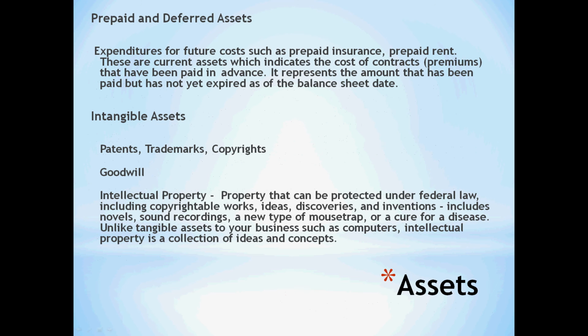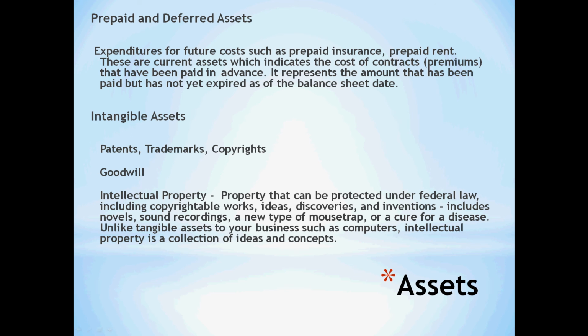Your other assets are prepaid and deferred assets, expenditures for future costs such as prepaid insurance, prepaid rent. These are current assets, which indicate the cost of contracts and premiums that have been paid in advance. It represents the amount that has been paid but not yet expired as of the balance sheet date. And then for your intangible assets, you have patents, trademarks, copyrights, and goodwill. And then you have intellectual property.